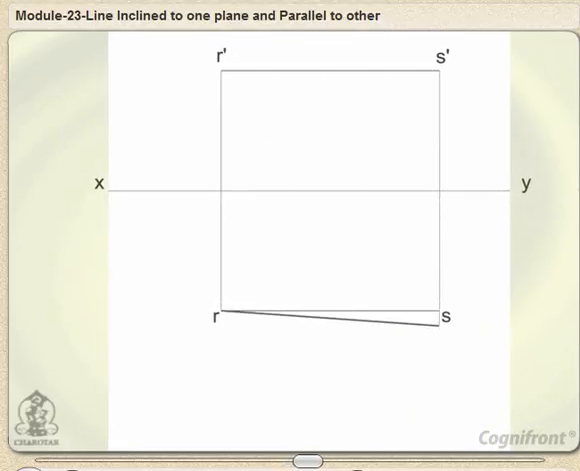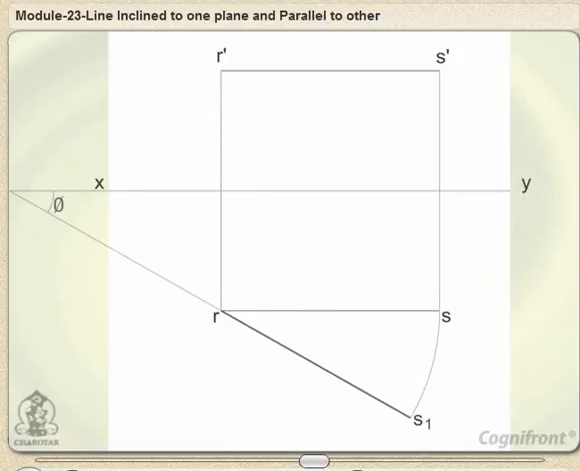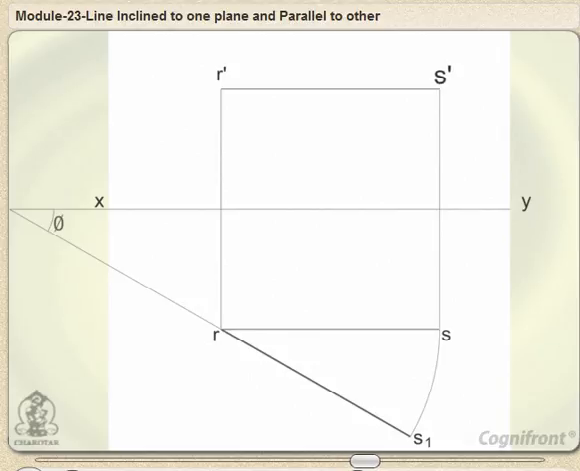When the line is turned about its end R to the position RS1 so that it makes the angle phi with the VP while remaining parallel to the HP, in the top view the point S will move along an arc drawn with R as center and RS as radius to a point S1 so that RS1 makes the angle phi with XY. In the front view, the point S' will move towards R' along the line R'S' to a point S'1 on the projector through S1. R'S'1 and RS1 are the projections of the line RS1.